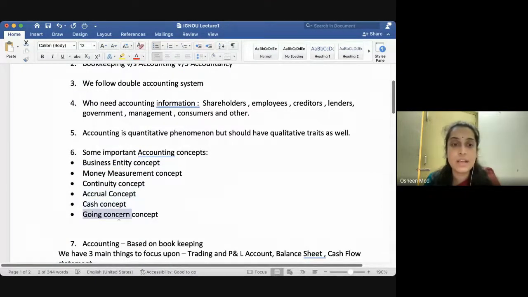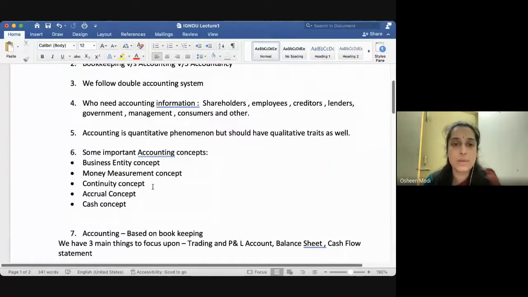Next is, see, continuity and going concern are the same, so I'll remove it from here. If I put it here, it is the going concern concept, which means people may come, people may go, but the business will continue for the longest term. Going concern concept.